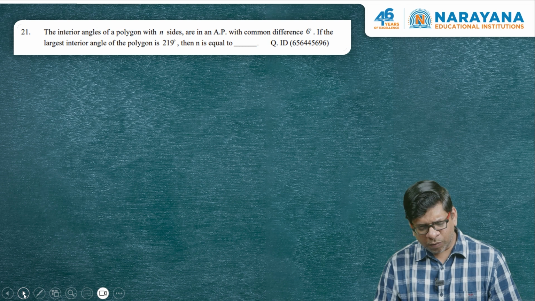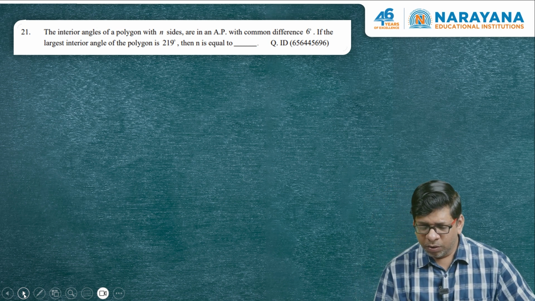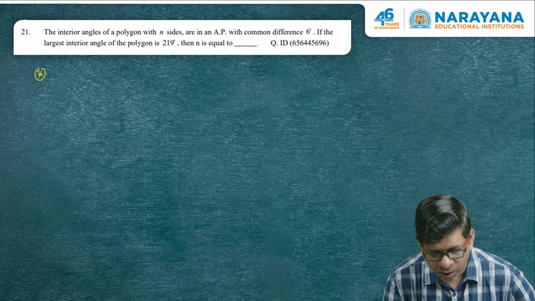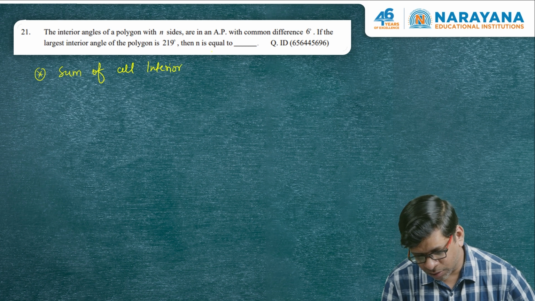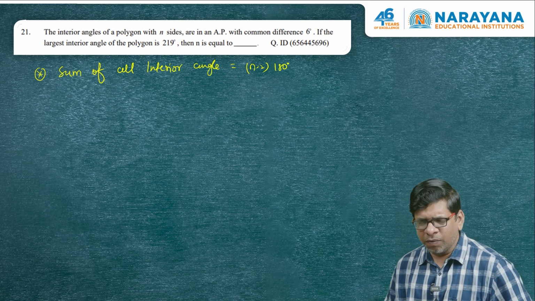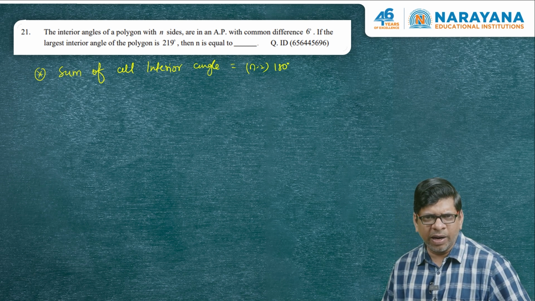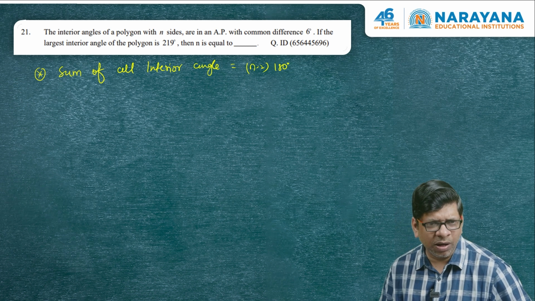Long back such type of question was there in JEE Advanced also. Interior angles of the polygon, where we should remember sum of all interior angle. This is key step for this question. N minus 2 times 180. After coming out of the shift, students have asked that we were getting only one relation for A and N. Then how to remove? Because they have not used this relation.